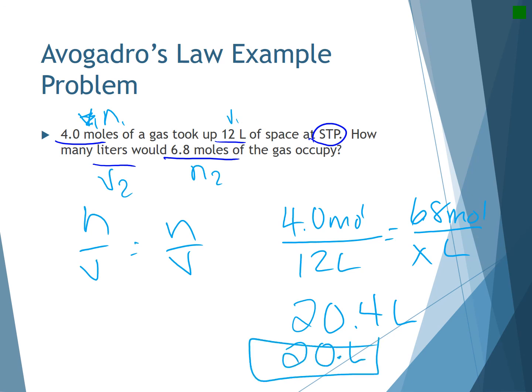All right, hopefully you have an understanding. It is a direct relationship, and you're dealing with N and V, and at this time, temperature and pressure have to be constant if you're going to use Avogadro's law.